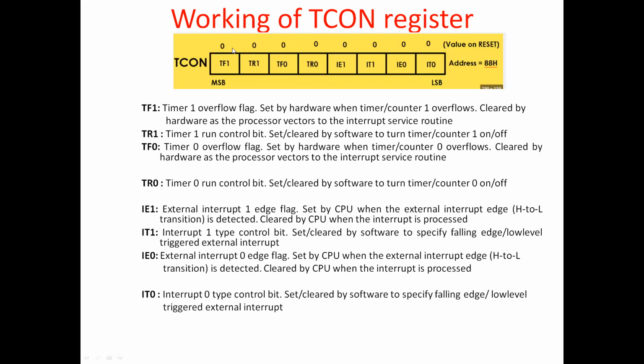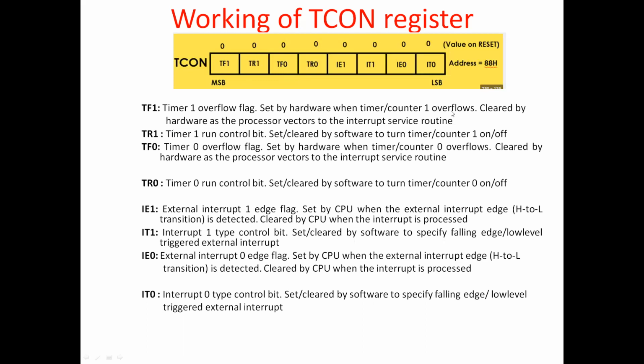Whenever a bit is to be programmed by the user, it will be specified as software, meaning it is to be set or reset by the software. If the processor itself is doing that, then it is set or reset by the hardware. So TF0, TF1, timer overflow. Whenever all bits become 1, again it starts from 0. At that instant, when that event happens, we will not do anything. The processor itself will make this bit high. So that's why it is called hardware.